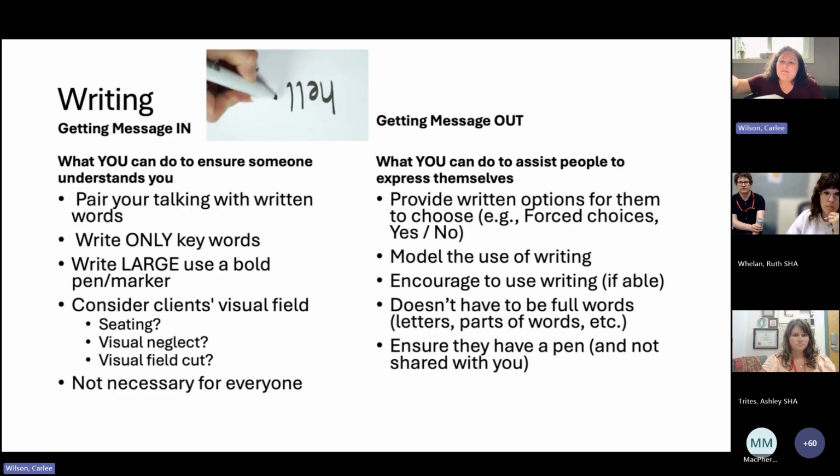So think about sitting beside each other so that you can see the writing. Or if you're really talented, like some speech therapists I know, you might be able to write upside down and face someone across the table that way.